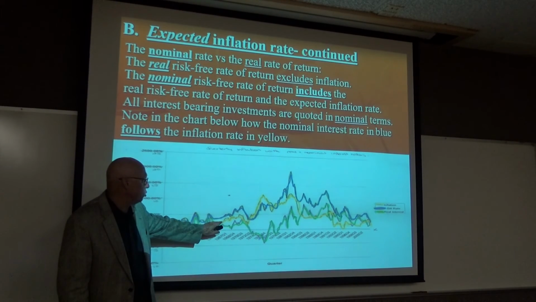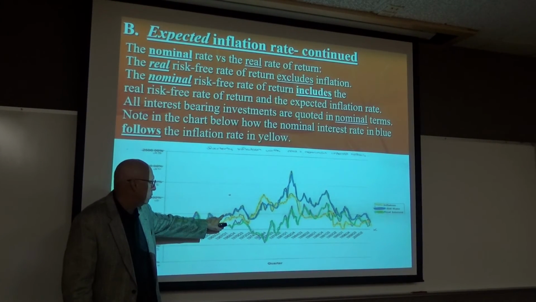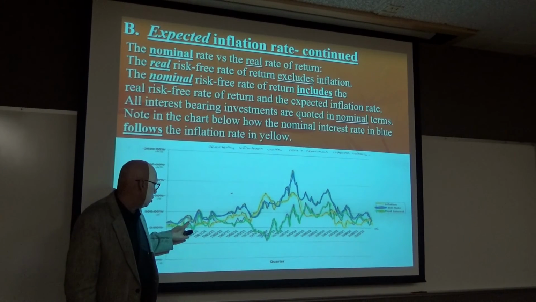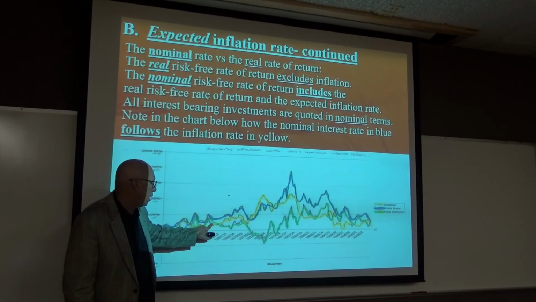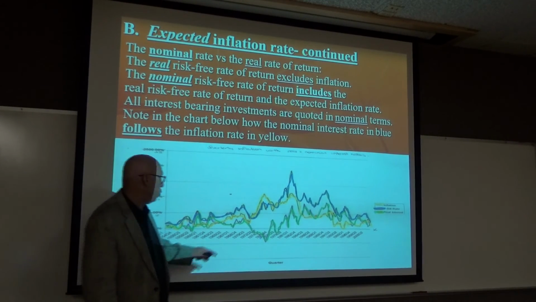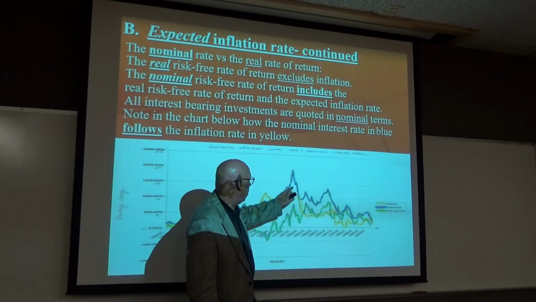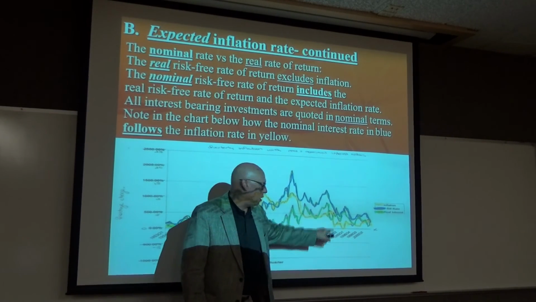I want to make sure I'm clear with this. This is your inflation rate, this is your nominal rate. Okay? So most of the time, the nominal rate is above the inflation rate. Okay? All right, and this is where Ronald Reagan and Paul Volcker jumped in and squeezed inflation out of our system.